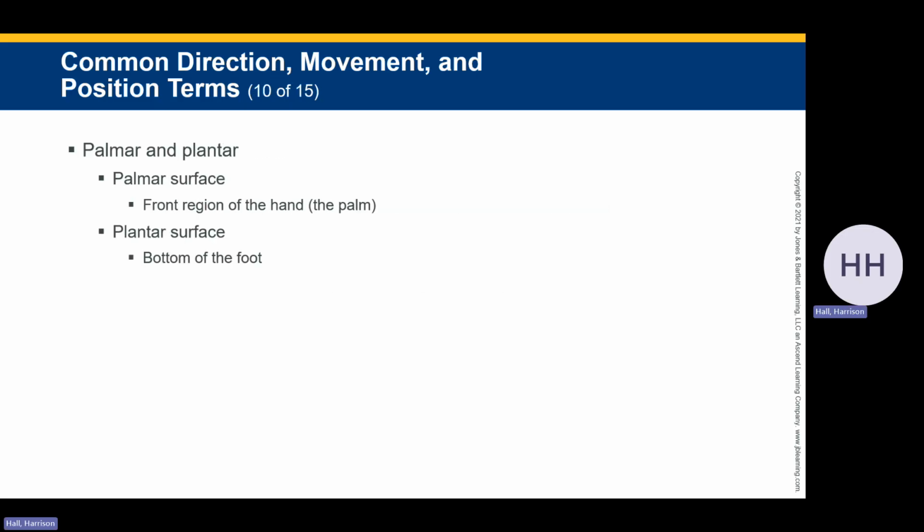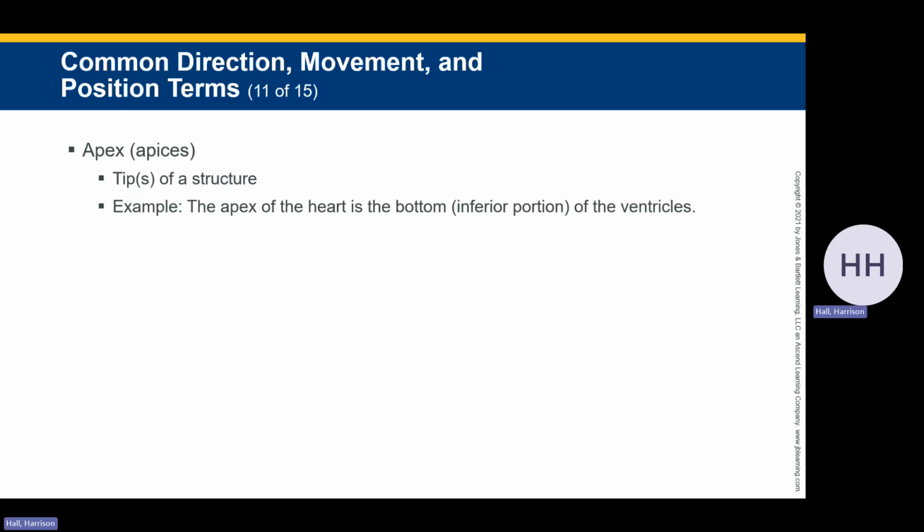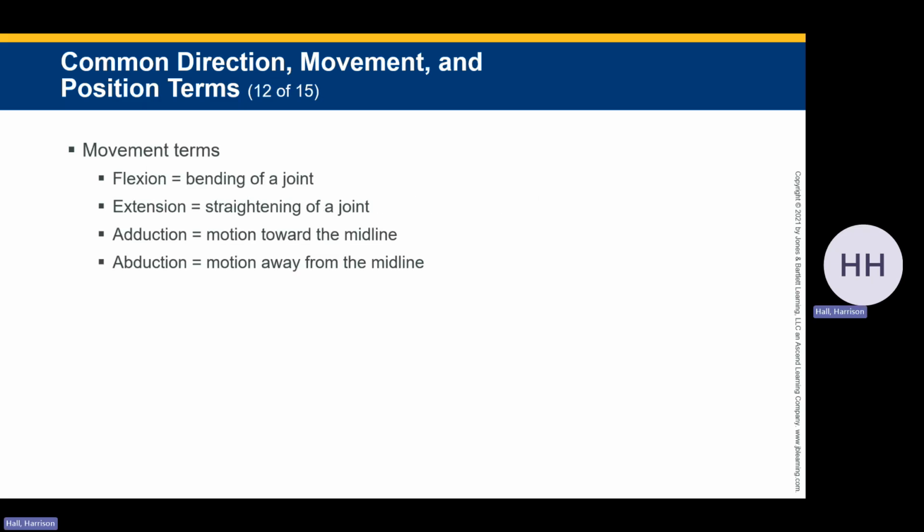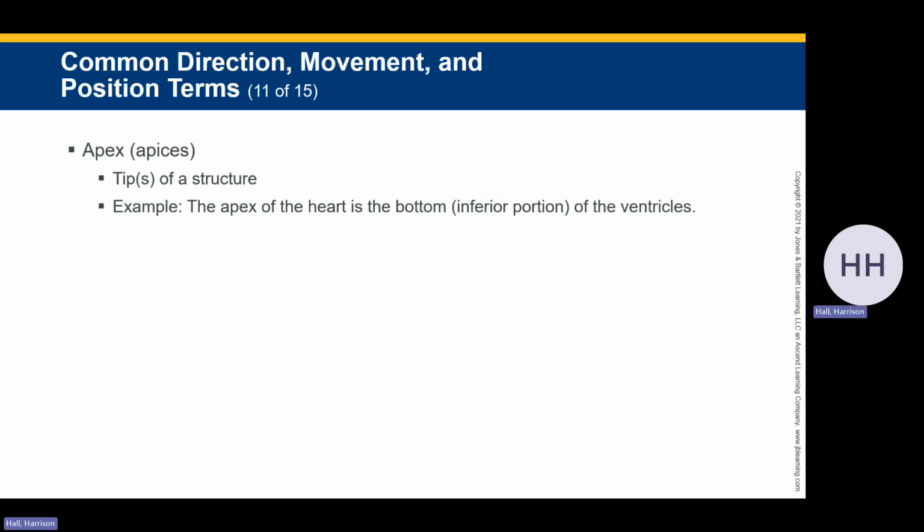Palmar and plantar, so palmar, palm of your hand, pretty simple. Plantar, bottom of your feet, plant to the ground. And then an apex is going to be some sort of tip of the structure. For example, there's apex of the heart, which is the inferior portion of the ventricles. So just to reiterate, the tip doesn't necessarily mean that it's going to be at the top of something, right? It's just showing whatever the tip of that particular structure is going to be.